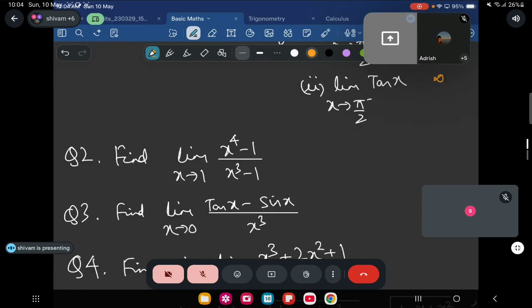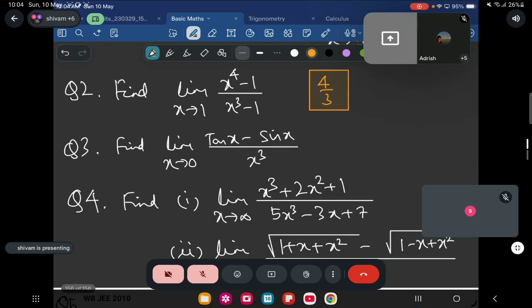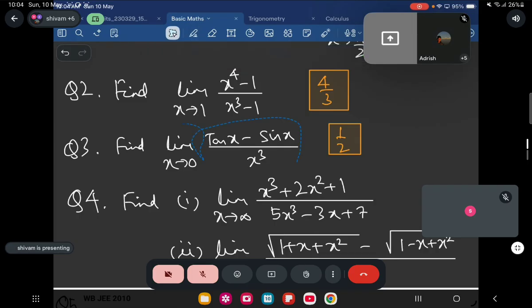This one is 4 by 3. Anyone having any doubt, tell me. 4 by 3. Next one is half. Anyone having any doubt, tell me. This one. Okay.